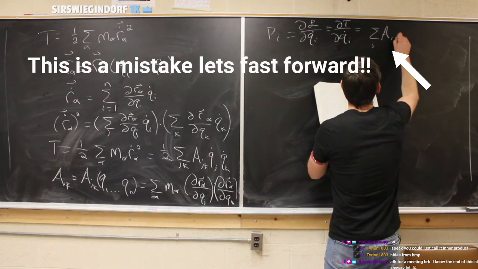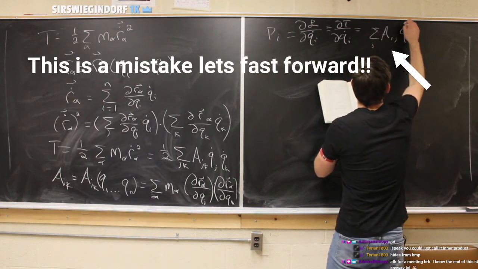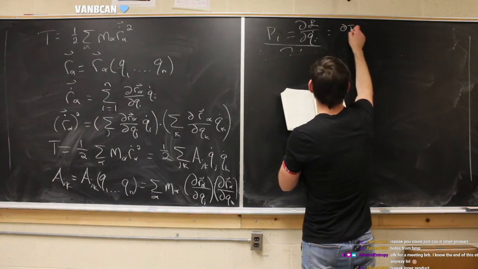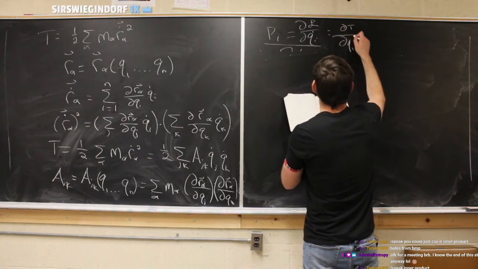A_ij Q_j dot. This is equal to the change in T over the change in Q_i dot.